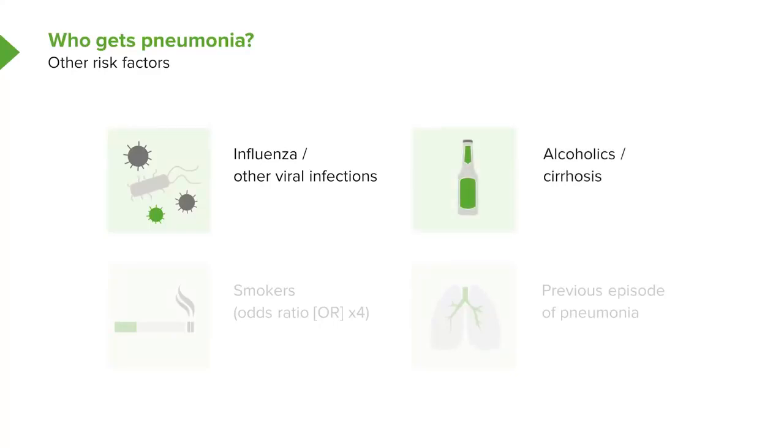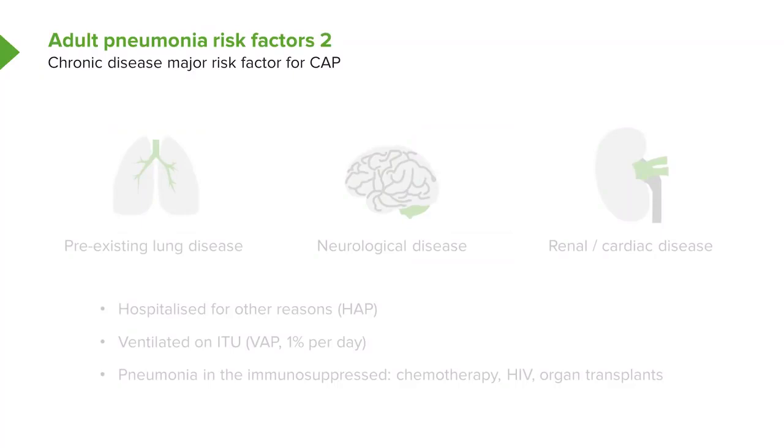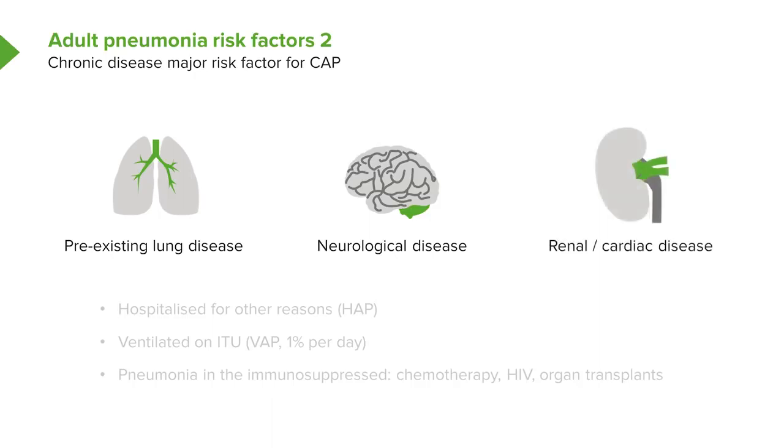Other people who are more susceptible to pneumonia are alcoholics, or people with liver cirrhosis, because that affects the ability of the immune system to fight bacteria. Smokers, that allows the bacteria to establish infection in the lungs more readily. Actually, having had one episode of pneumonia makes you 2 or 3 times more likely to have another episode. It marks you out as somebody susceptible to pneumonia. And then patients with chronic disease, chronic lung disease, COPD, for example, chronic neurological disease, dementia, previous stroke, etc., any renal impairment or cardiac failure. These are all reasons why these all increase the chance of getting community-acquired pneumonia.